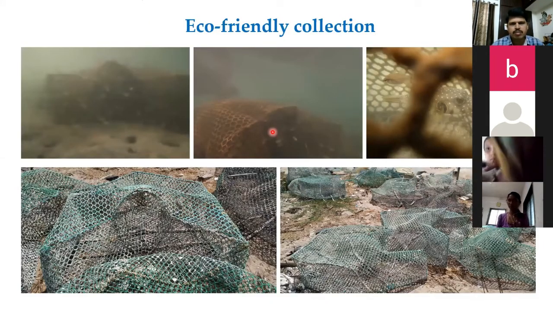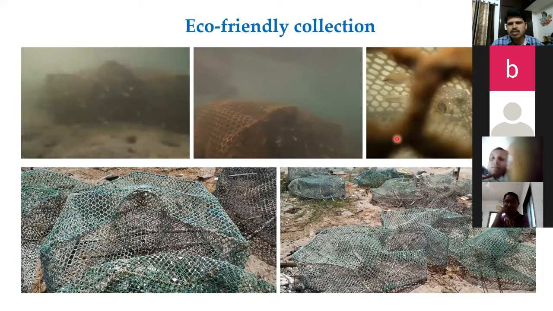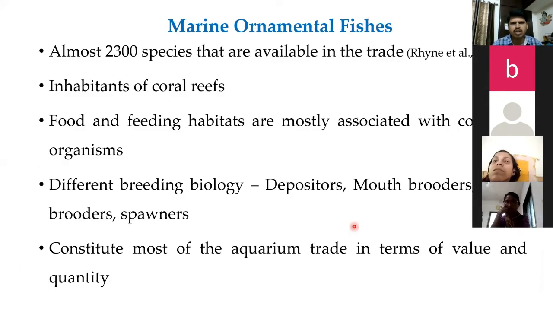And I would also like to highlight the eco-friendly collection methods, which have been widely practiced in the Gulf of Mannar and Palk Bay areas by our native fishermen in Tamil Nadu, where they are using these kinds of bamboo cages. On the right, you can see a spotted puffer which got stuck in the bamboo cage. So it's not targeted or non-targeted, whatever fishes get into the trap will only come to the surface for sales. And in the pictures below, you can see the number of bamboo cages that have been stacked ready for deployment in the coral reef environments.